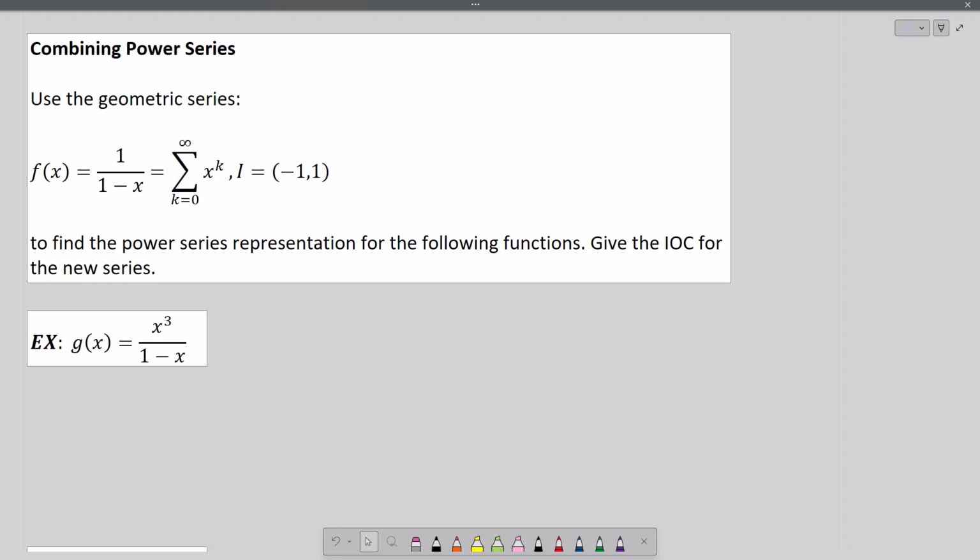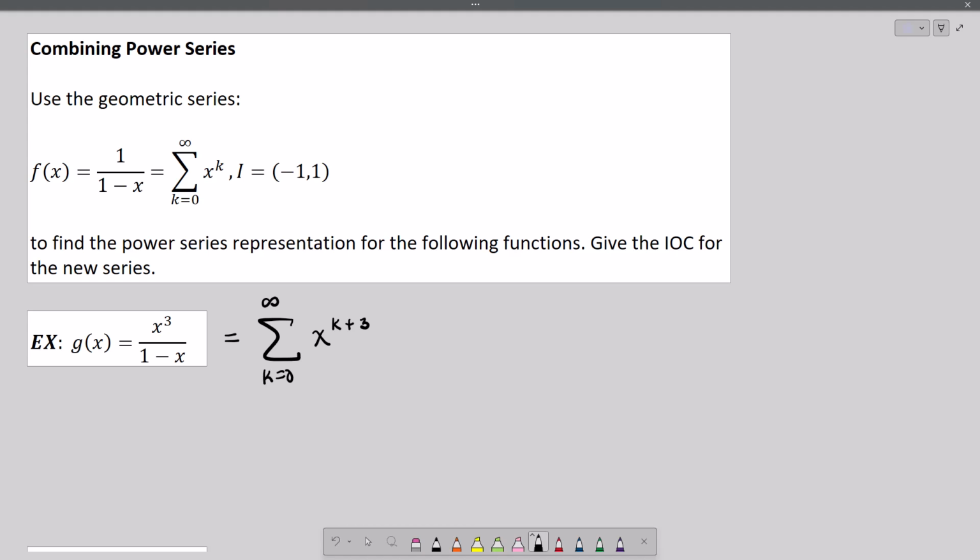X cubed. So the power of x. The power series here for this new function g is very simple to create. It always sounds worse than it is. All we do is multiply this by x cubed. So we're going to multiply x to the k by x cubed, and we're going to get that.